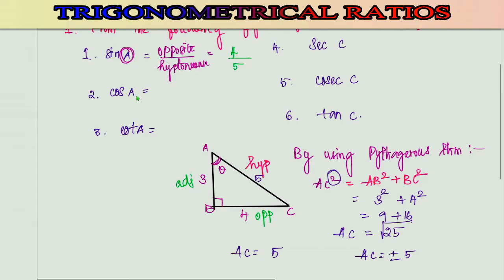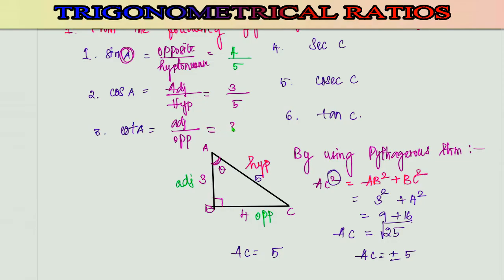Okay, the next one, cos. Cos is equal to adjacent side divided by hypotenuse side. So adjacent side value is 3 divided by hypotenuse side is 5. Cot formula is equal to adjacent divided by opposite side. So adjacent we have 3, opposite it is 4. 3 by 4 we got. Next we will move to the secant. So secant theta is nothing but the inverse of cos. So cos is adjacent by hypotenuse side, but here we need to take hypotenuse side divided by adjacent side. So this is the secant value.